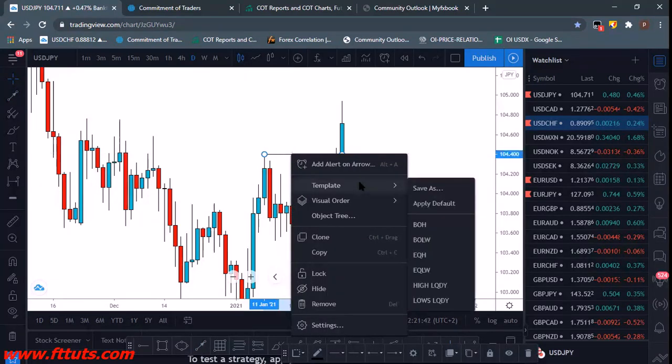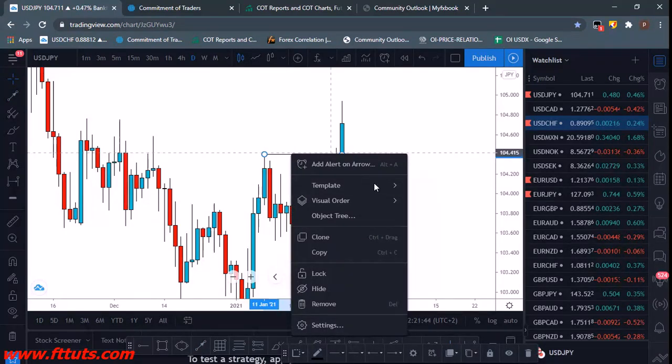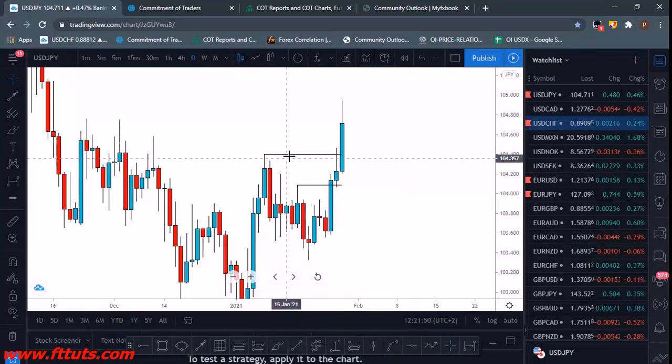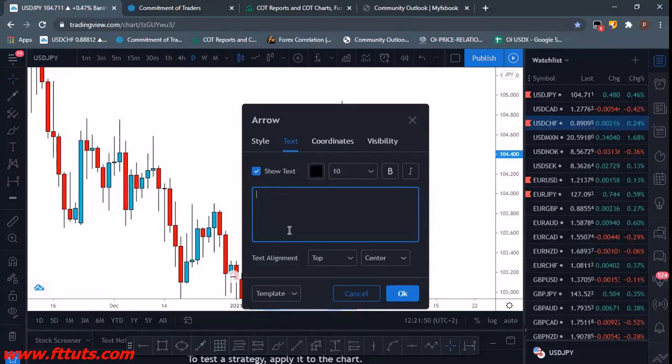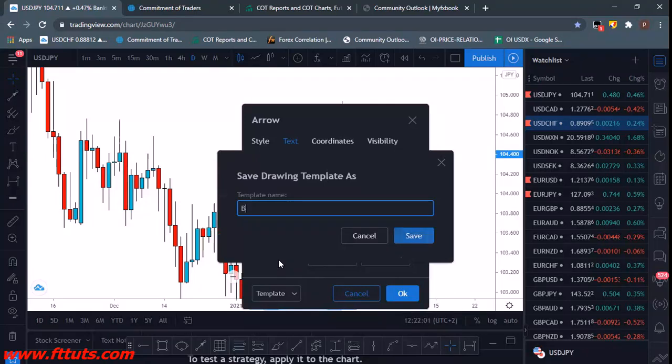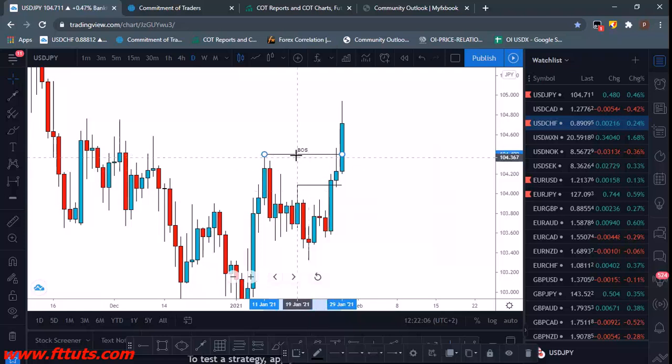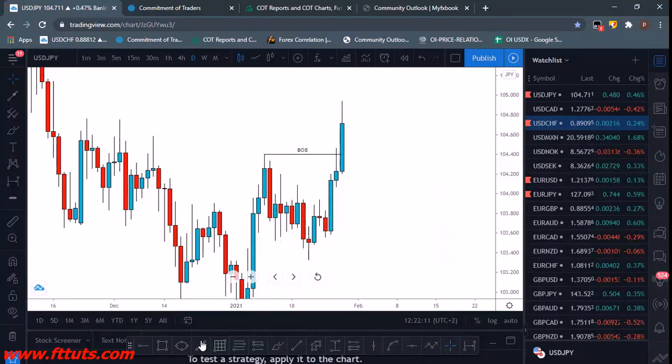If you want to label this as something, you can right click on it and say template and then save as. But if you want to label it, you can just double click it and it's going to say text. If you want to name it break of structure, you name it break of structure. Then come here to template and say save as, and I can say break of structure, just for that example. Now say okay. Let me delete this one. Every time I draw a new one here, it's not going to write what it is, but let me show you what I can do.